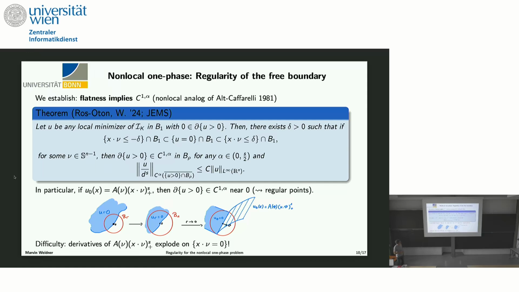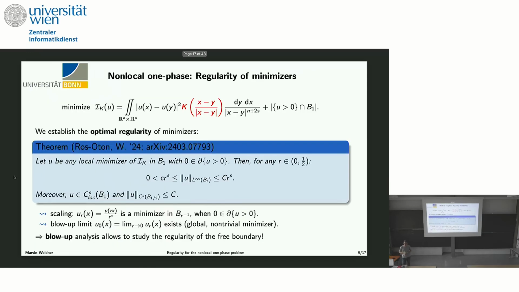So what you see here is a complete analog of the flatness. Yes? Yes, yes. What do you mean, both? From above and from below you? Yes, we can control both. Yes.